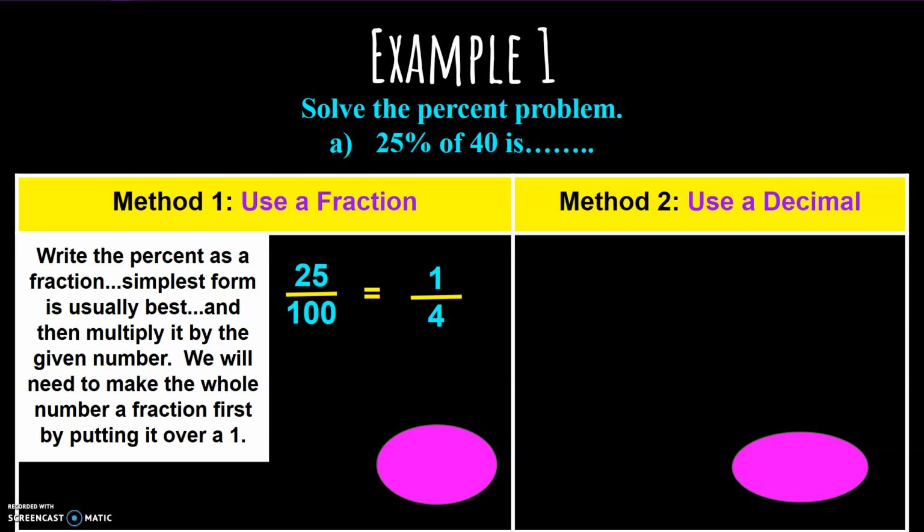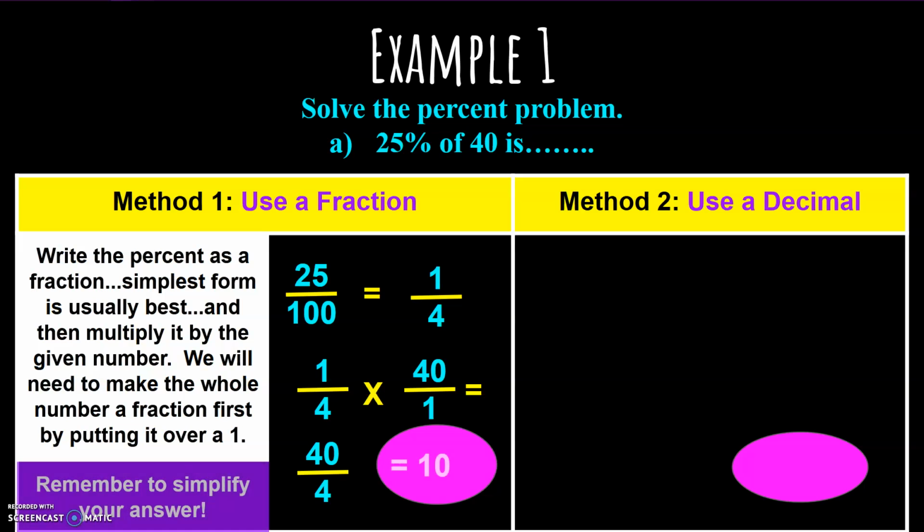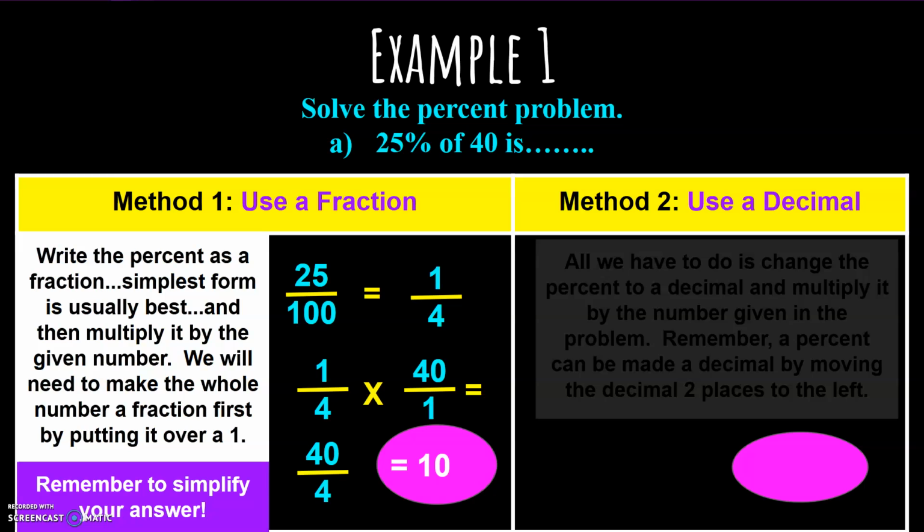So let's look at what this looks like. First, 25%, we're going to stick 100 under it. Simplify that. 25 over 100, divide them both by 25, we get 1/4. Now we're going to multiply 1/4 times 40 over 1, and we're going to get 40 over 4. Fraction bar is division. We can simplify this down to 10. Remember to simplify your answer. 25% of 40 is 10. 1/4 of 40 is 10. Same thing.